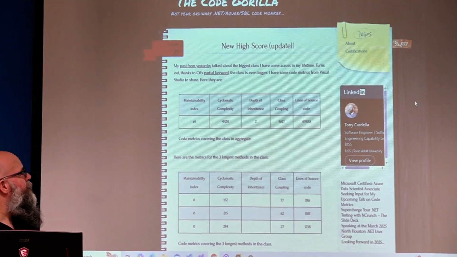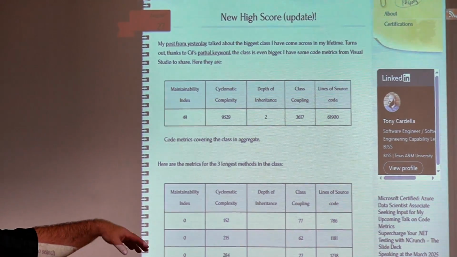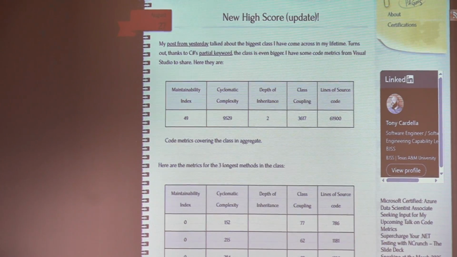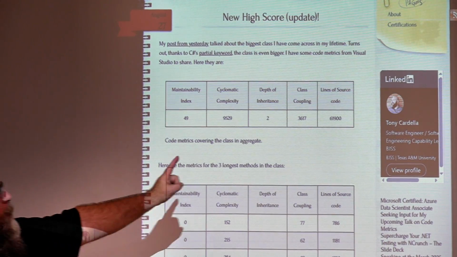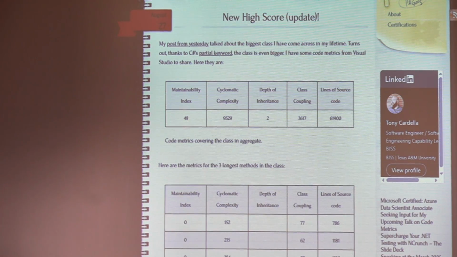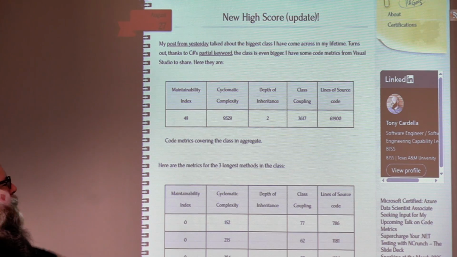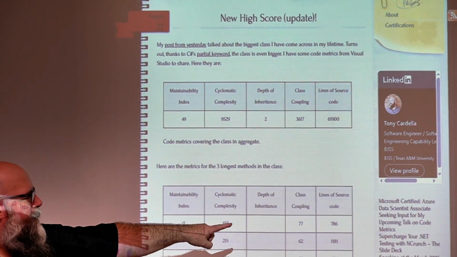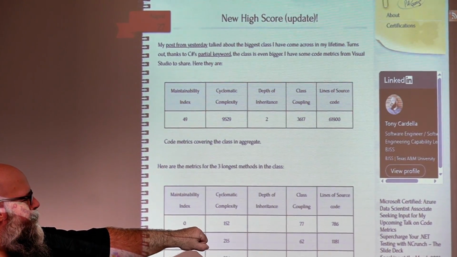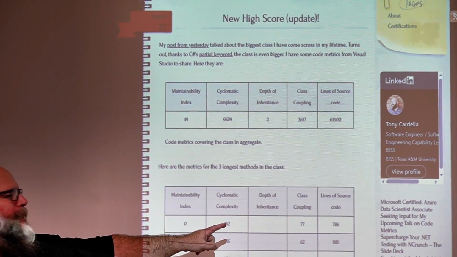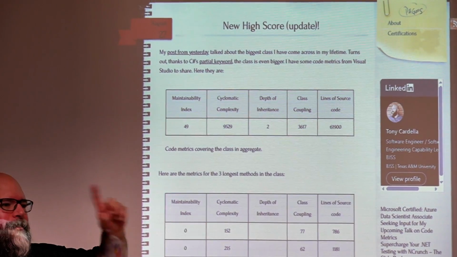And yeah, I won't talk about cyclomatic complexity and maintainability index because I'm going to get to those. But this is probably one of the worst ones I've seen. And here are the top 3 methods in that class, right? The class coupling on the first one here is 77. There are 77 classes in one method.